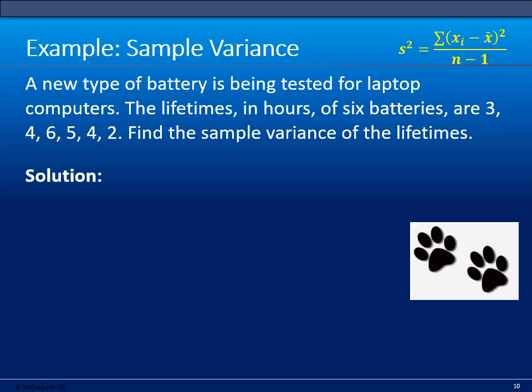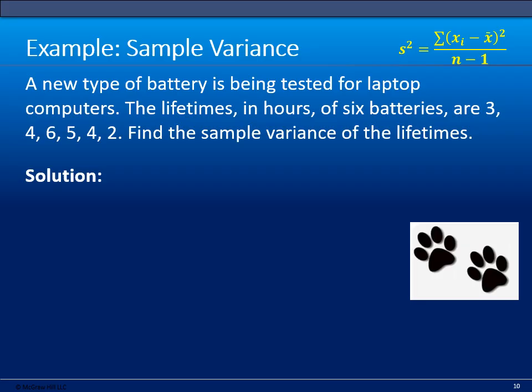So let's look at an example here. A new type of battery is tested for laptop computers. The lifetimes in hours of 6 batteries are 3, 4, 6, 5, 4, 2. Find the sample variance of the lifetimes. You've got the formula here. Again, this is telling you to pause.